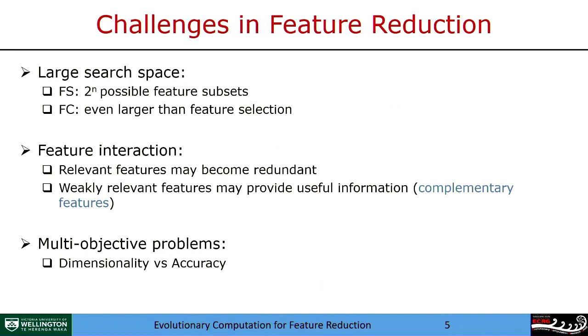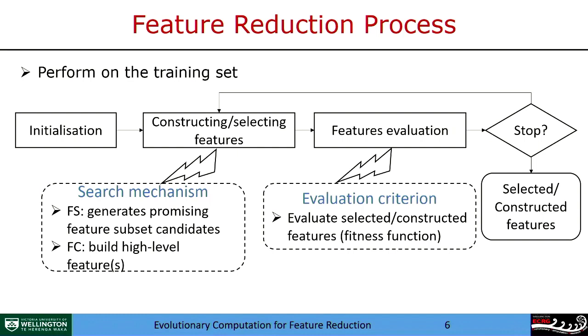Firstly, it has a very large search space, which increases exponentially with the number of features. And secondly, we have very complex interactions between features, so it's not simply selecting the top-ranked features. And also we have a conflict between the two objectives, because when we reduce too many features, we may lose some information, and therefore the accuracy is going to be reduced. Okay. So that's why feature reduction is not an easy task.